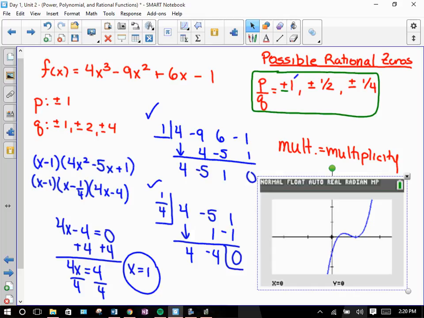So you might want to write this out. Multiplicity means how many times does the 0 repeat? So multiplicity is the number of times a 0 repeats.